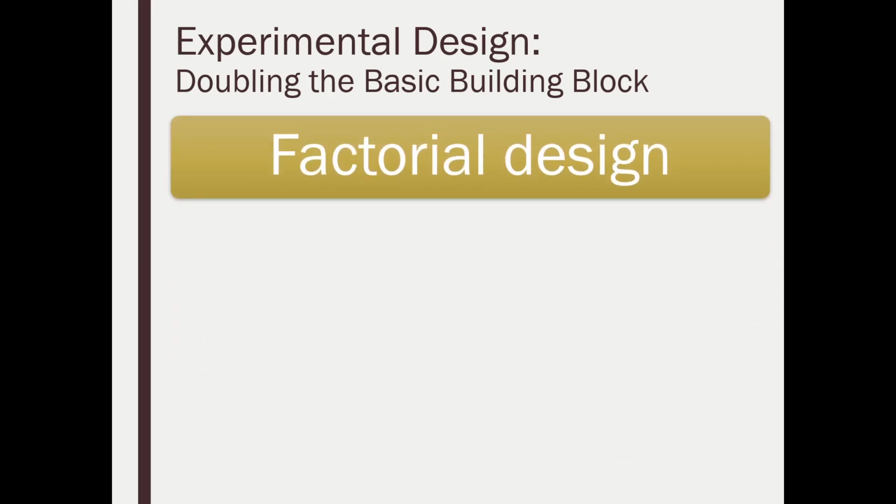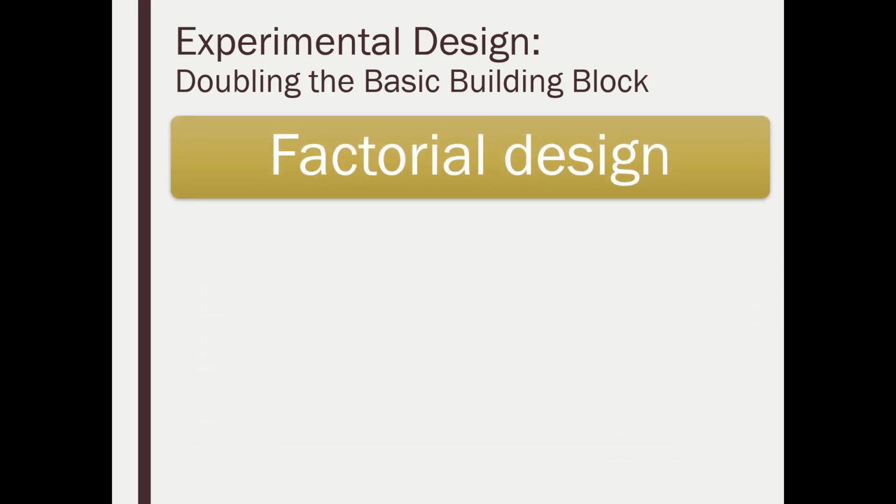All right, previously in an earlier lecture, we talked about the basic building blocks for experimental design, which would be to have one independent variable with at least two levels. In this lecture, I'm going to talk about how we can double that basic building block, and then ultimately we can start to grow logarithmically into more and more detail. So let's just start off with doubling the basic building block.